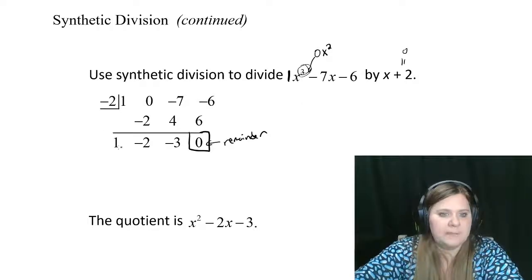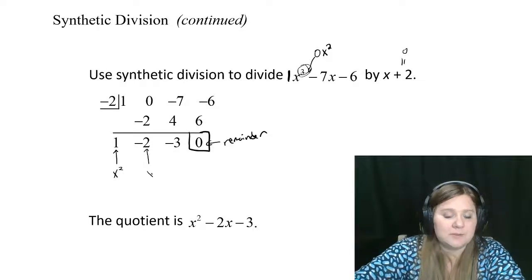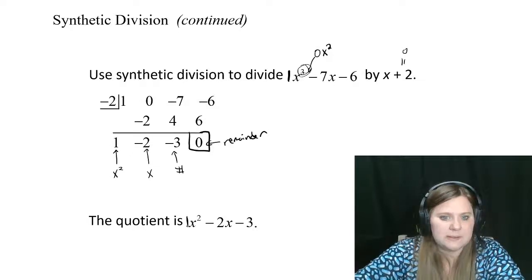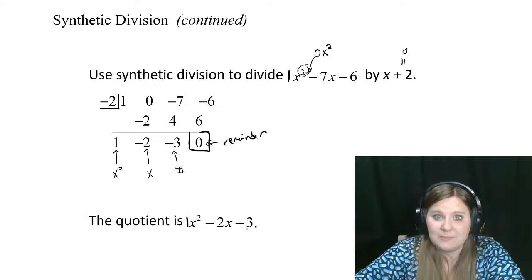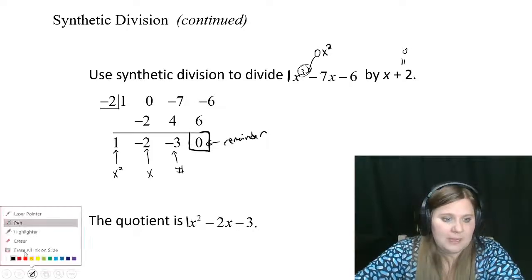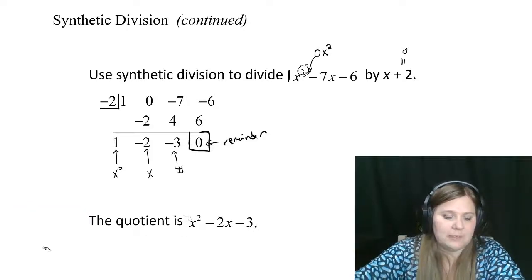So this is 1 goes with my x squared. -2 goes with my x. And -3 is my plain old number. So that's why it's 1x squared minus 2x minus 3. And notice that we don't actually write the 1 here.